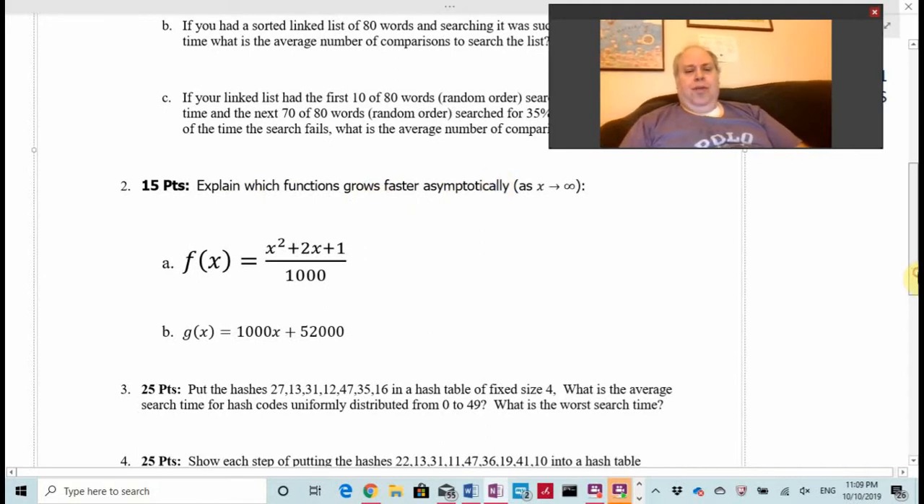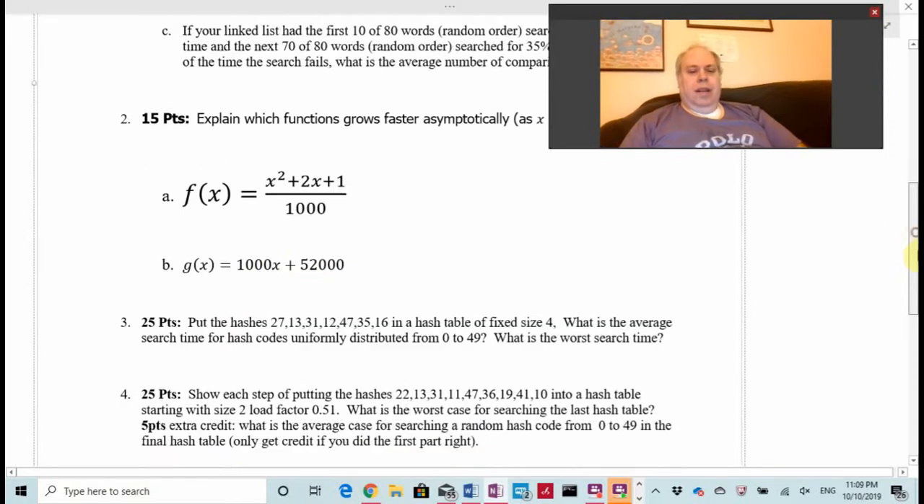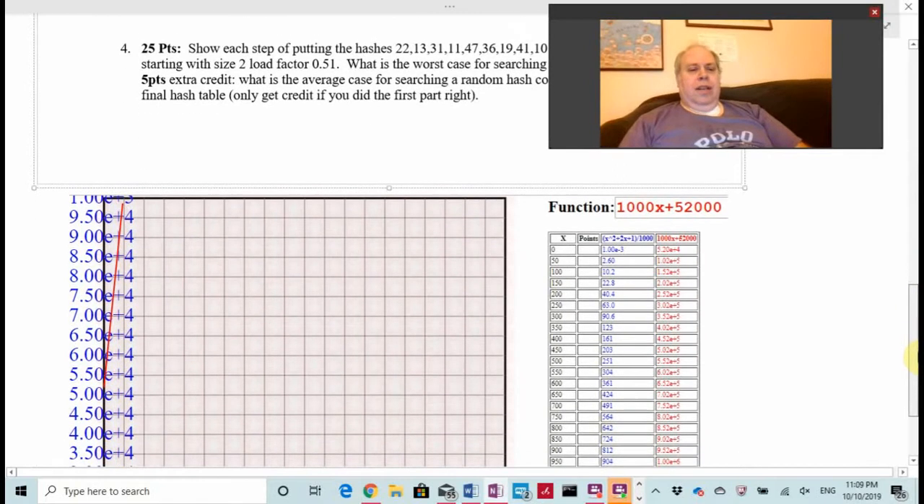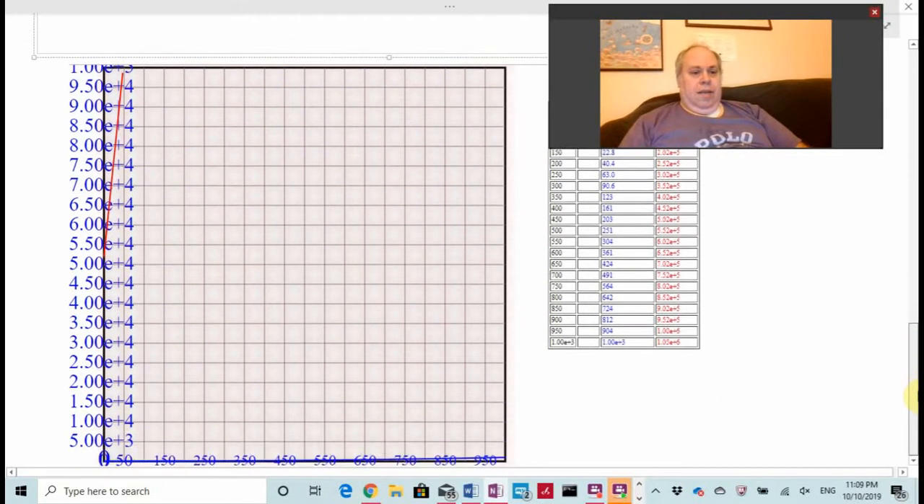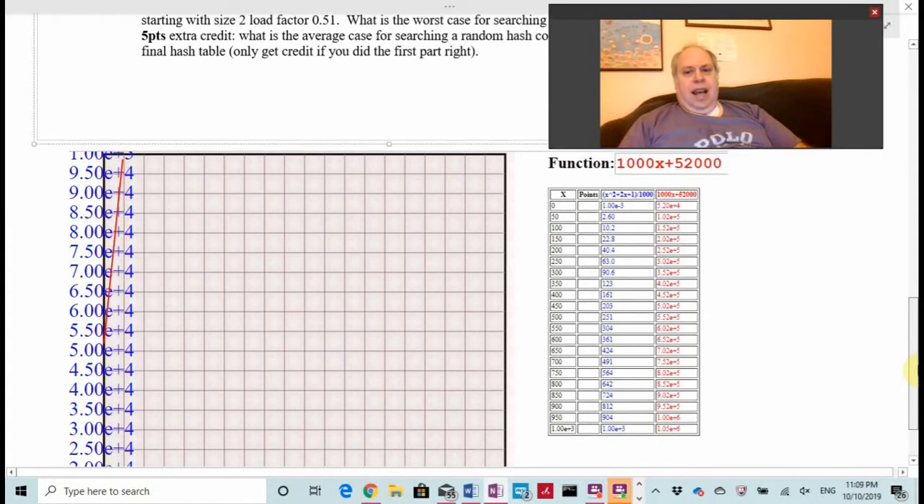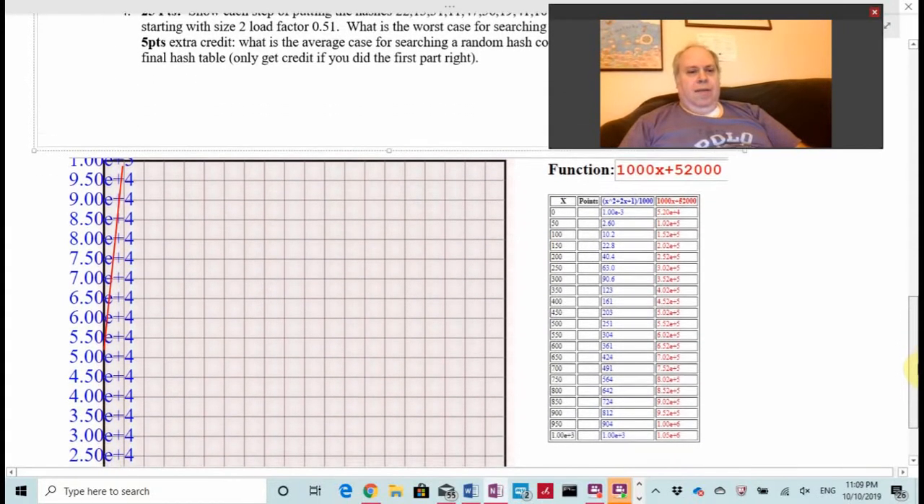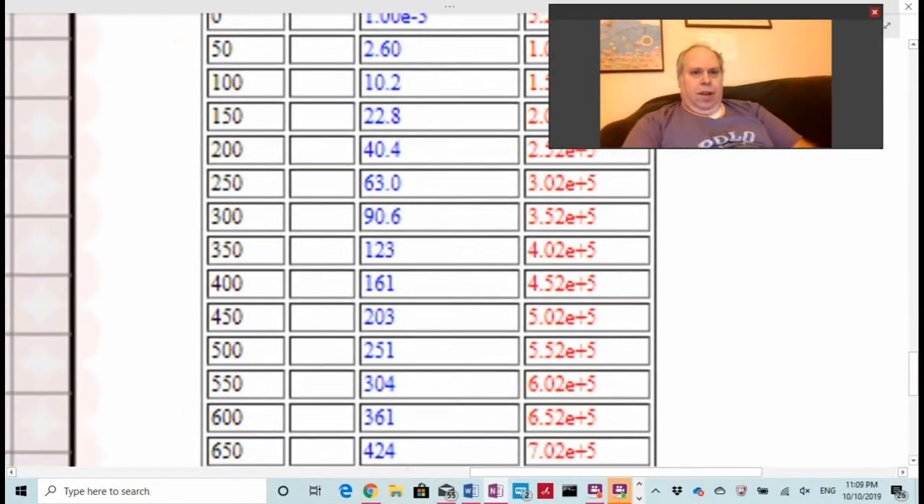Now these questions don't tend to work well with the graph. Here is f of x, x squared plus 2x plus 1 over 1,000, and g of x is 1,000x plus 52,000. Now, if we just graph them, I did that over here. The red function, that's g of x, is in red, f of x is in blue, and you can see that over here.